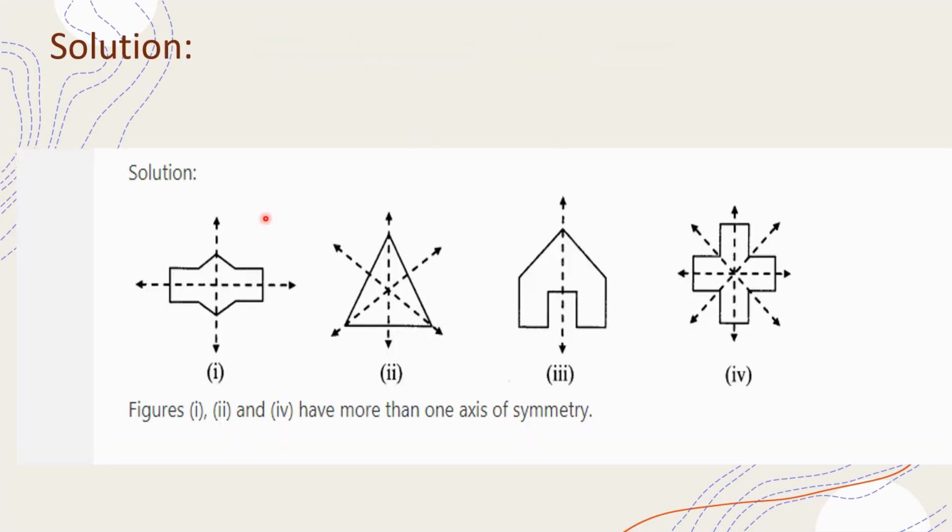So here you can see we have drawn the axis of symmetry. Here you can see figures 2, 1 and 4 have more than one axis of symmetry. So these three figures have more than one axis of symmetry.